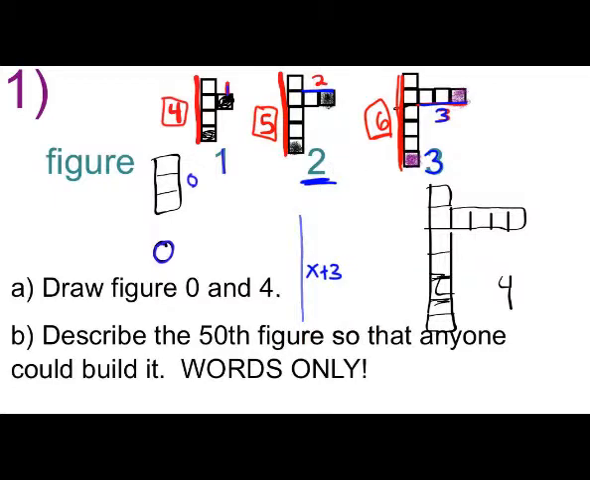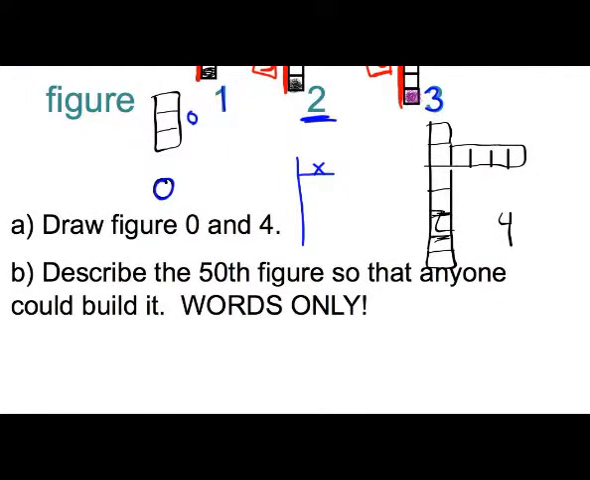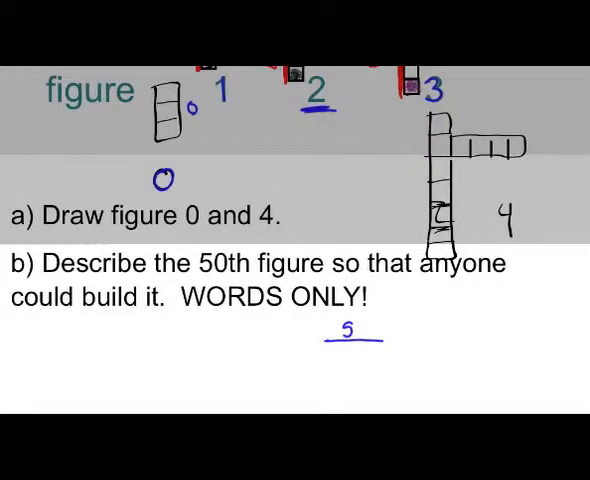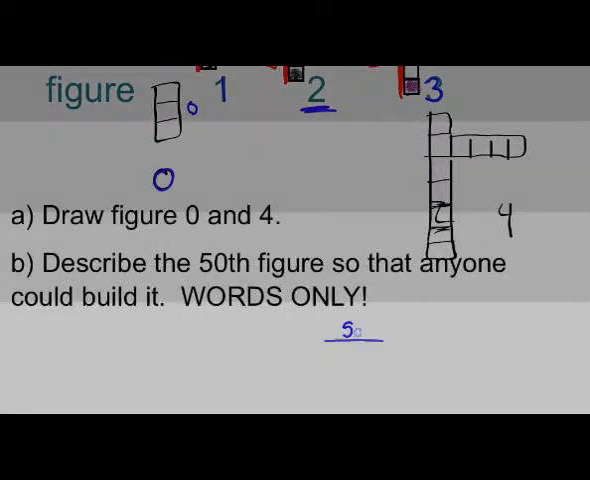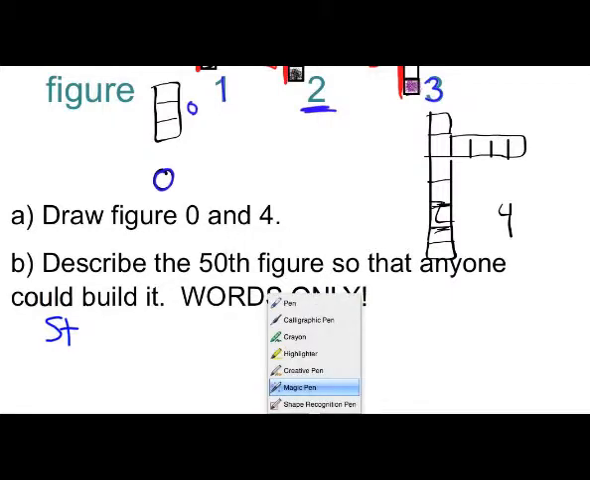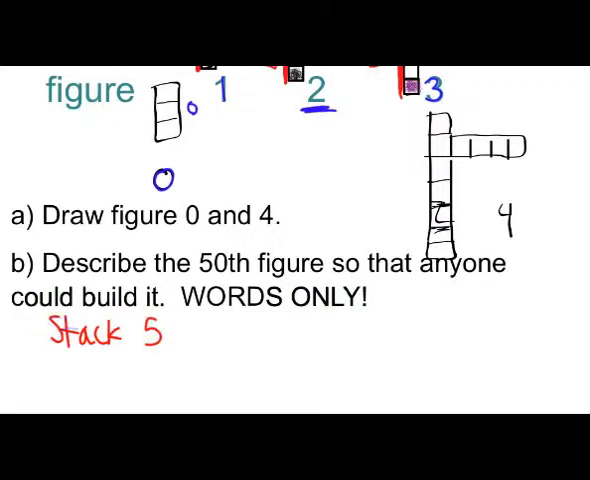And then the little side arm is always going to be x long. So this is how I'm going to describe my figure. Because it's the 50th, that means that the stack to the right is going to be 50 long, and then the stack on the side is going to be 53 long. So to describe it in words, I'd say stack 53 vertically, or we could say up and down.